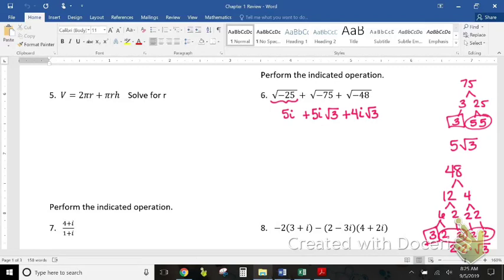Can I combine any of those? Yes. Which ones? Yeah, the ones that have the square root of 3. Remember, they have to have the exact same radical in order to combine them. It's kind of like like terms, okay? They have to have like radicals, and again, you only combine the coefficients in front of them. So we're going to keep this 5i. And what is 5i square root of 3 plus 4i square root of 3? 9i square root of 3. Can't combine these two because they both don't have a square root of 3. So there is our solution.